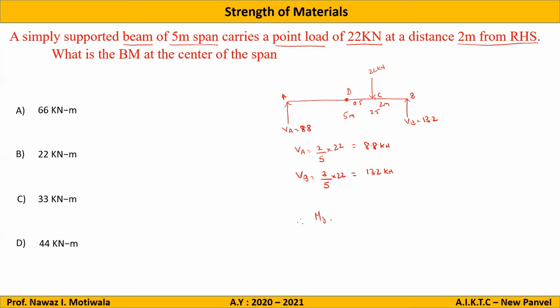Moment at B is equal to 8.8 into the distance from point D, which is 2.5. So 8.8 into 2.5 gives me 22 kilonewton meter, which is answer B. So this is the correct answer. Next question.